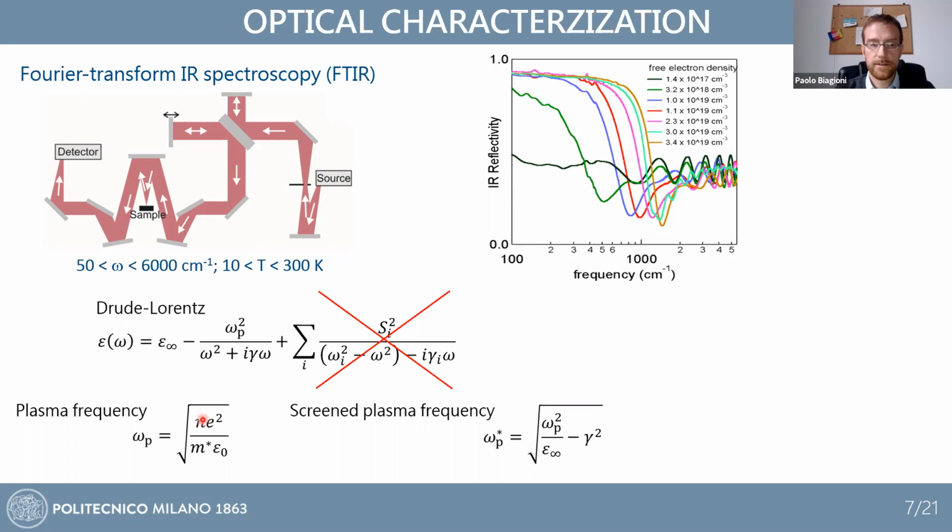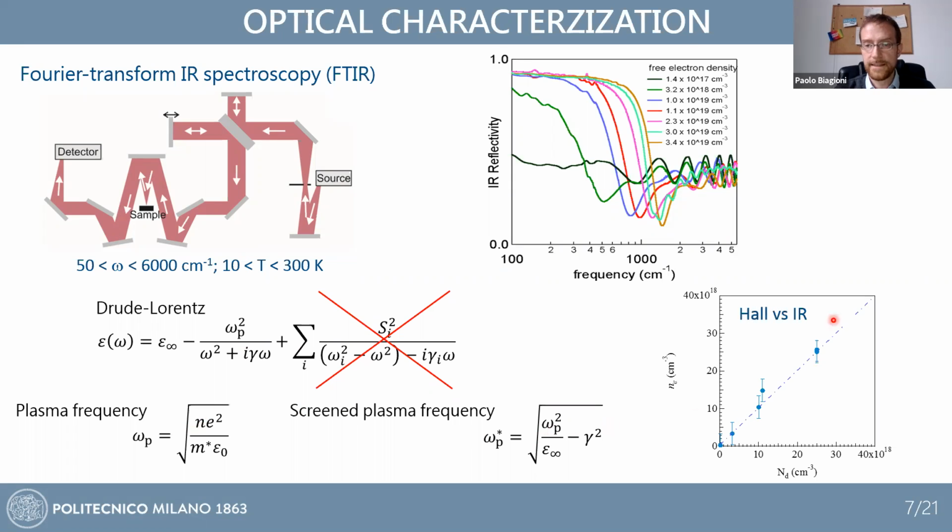And indeed, if you do the fitting of this formula and you use it to extract the doping level, you can see in this graph, in one axis, you have the doping level extracted from Fourier transform spectroscopy. On the other axis, you have the doping level extracted from Hall bar electrical measurements. And you can see that the two agree with each other very, very well.